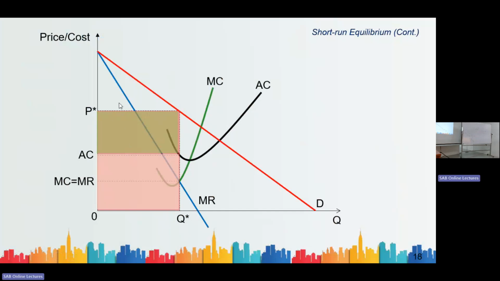That will be the maximum profit that this monopolist can earn in the short run, because both conditions are satisfied. MR is equal to MC, and we also have to check whether the second condition is satisfied. What is the second condition? Slope of MC should be greater than slope of MR.